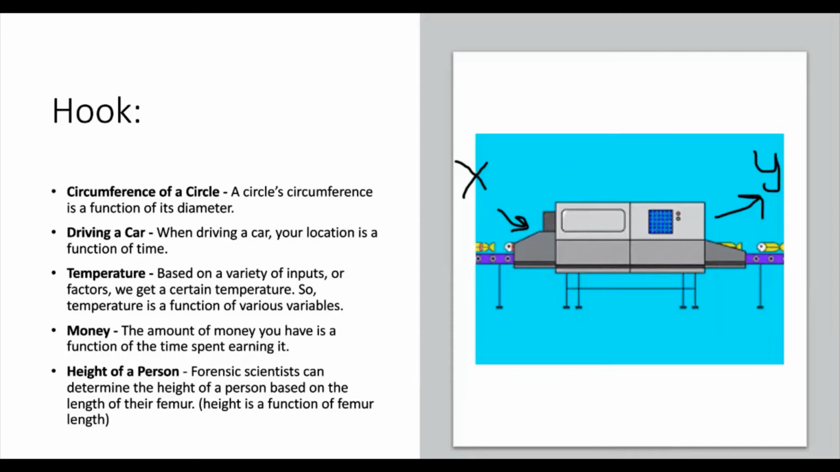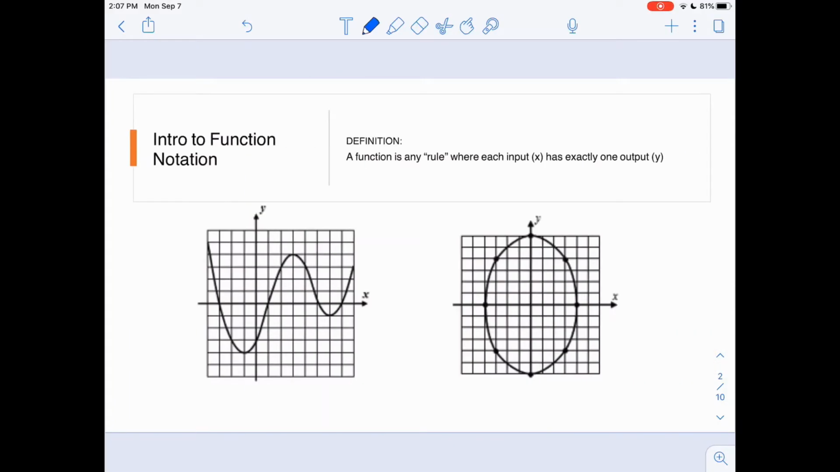The most interesting one is that forensic scientists can actually determine the height of a person based on the length of their femur. So your height is a function of your femur length. Other ones are money is a function of the time spent earning it. Your temperature is a function of certain variables, or the temperature depends on a variety of variables. So let's dive into learning about functions.